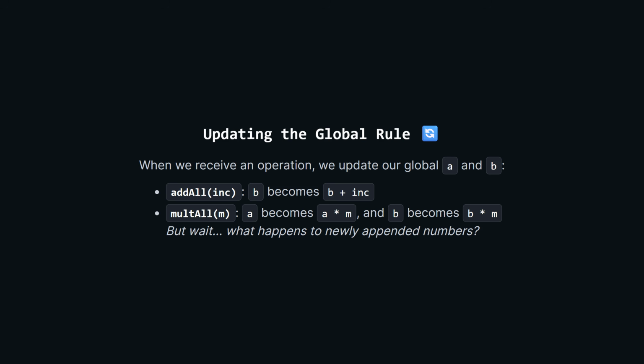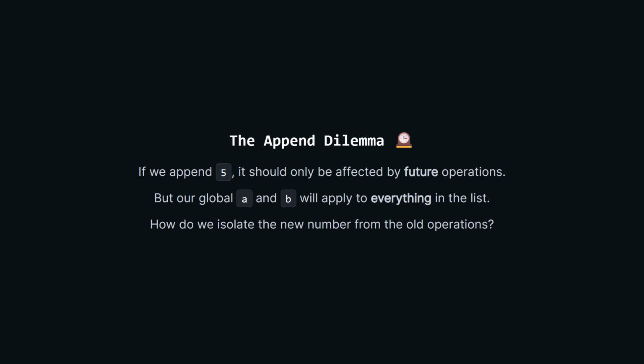If we append a new number to our list today, it shouldn't be affected by the additions and multiplications we did yesterday. This is the core puzzle of the problem. Our global A and B apply to the whole list. So if we drop a brand new number into the list, and then later try to calculate its true value using the global A and B, it will accidentally include all the math that happened before it was even born. We need a way to shield it from the past.